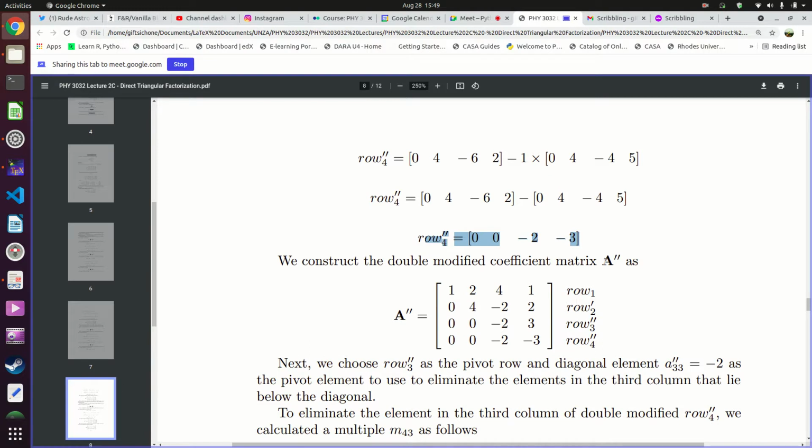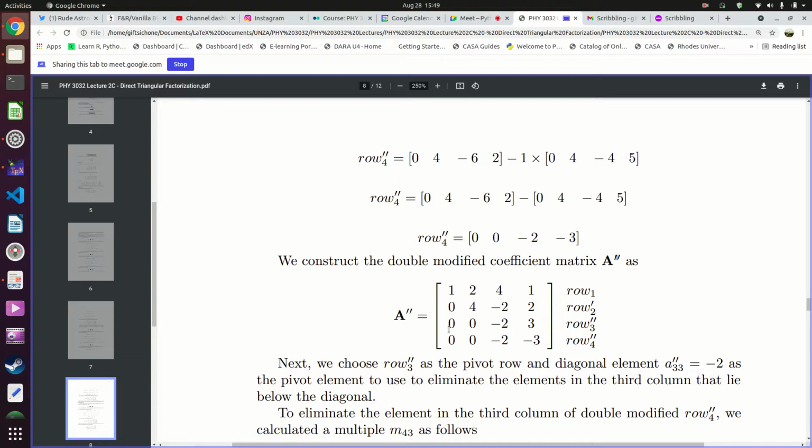And with this in mind, we end up with our coefficient matrix A modified twice, the double prime here. The first row is going to be 1, 2, 4, 1. Then the second row is going to be 0, 4, minus 2, minus 2. Then the third row is going to be 0, 0, minus 2, 3. Then 0, 0, minus 2, minus 3.